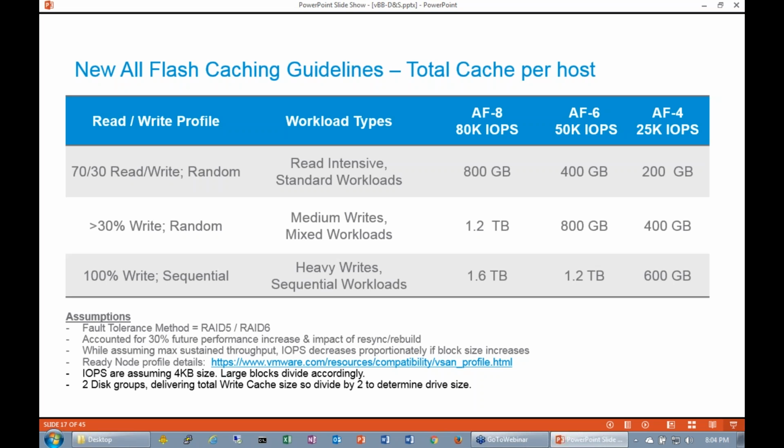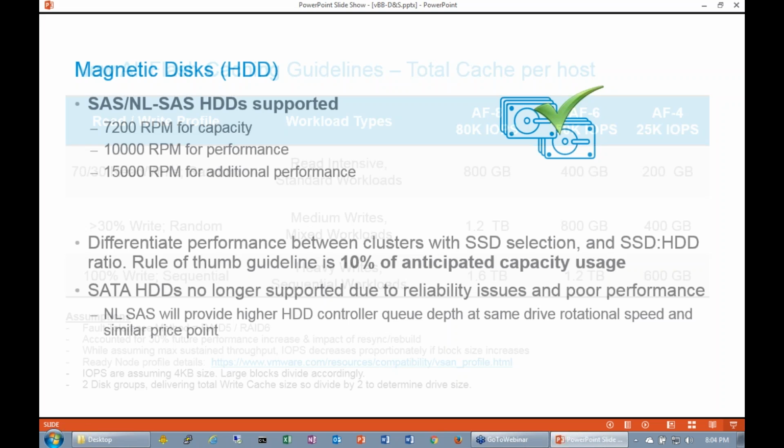I would say most medium use workloads, general server consolidation, things like that, I'd probably go middle of the road. I'd go with that greater than 30% write. On my largest environments, I'd go with at least a 1.2 terabyte cache device, or 800 gig, expecting 50,000 IOPS per host, that type of thing. And this is per disk group, so keep in mind, we can have up to 5 disk groups in a host, provided the chassis supports it. All right, any questions so far?